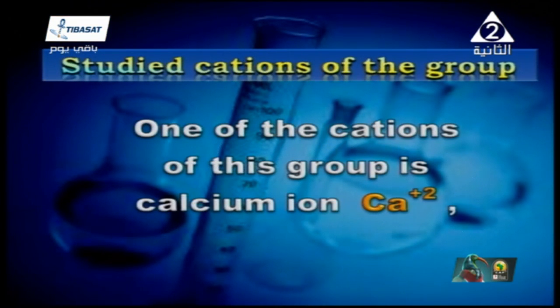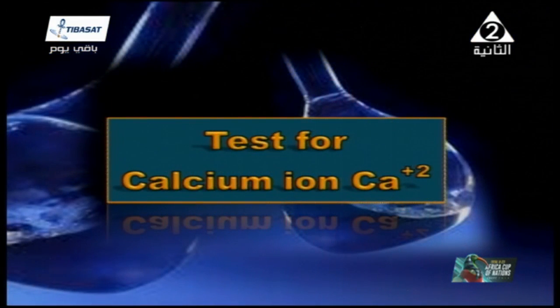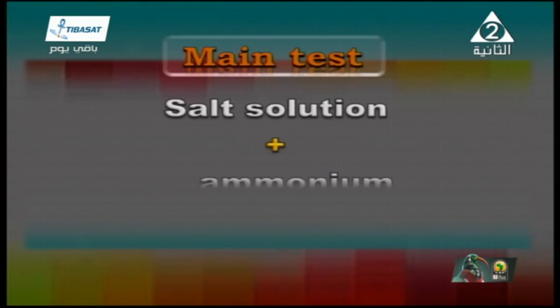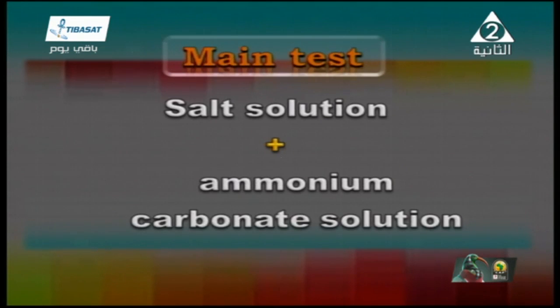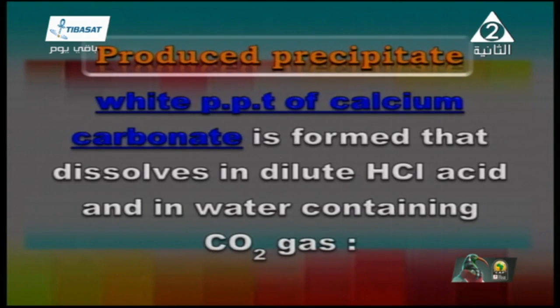Here it is the calcium ion, calcium positive 2. So we are going to discuss the test for calcium positive 2. Now the main test is the salt solution plus ammonium carbonate solution. We observe a white precipitate of calcium carbonate, which dissolves in dilute hydrochloric acid and in water containing carbon dioxide gas. Here the animation shows the reaction.